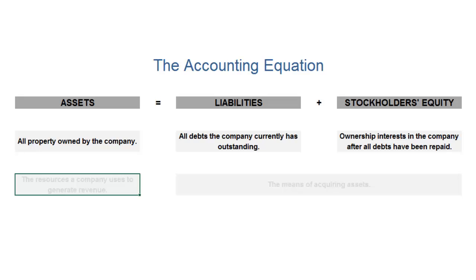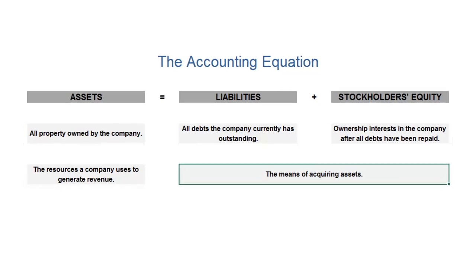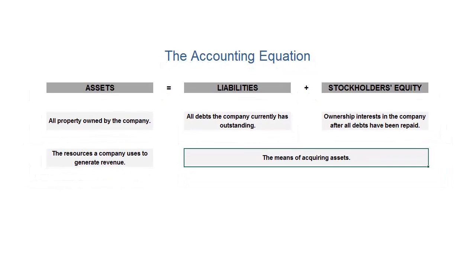Another way to think about this is that the assets are the resources a company uses to generate revenue. And the liabilities and stockholders' equity are the means of owning or acquiring these assets.